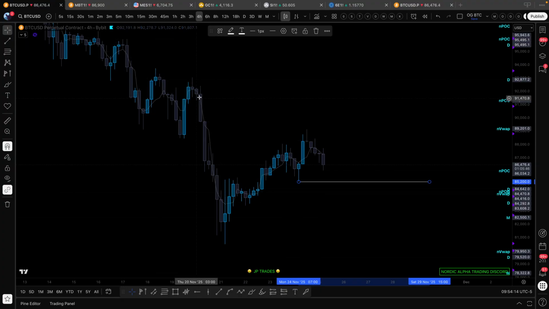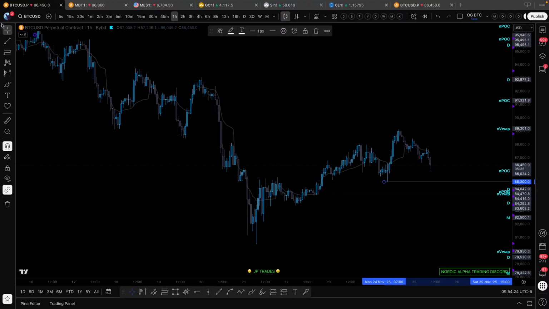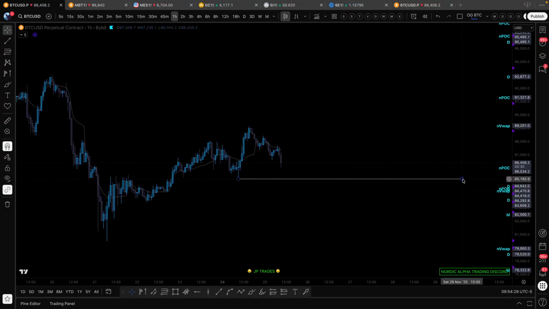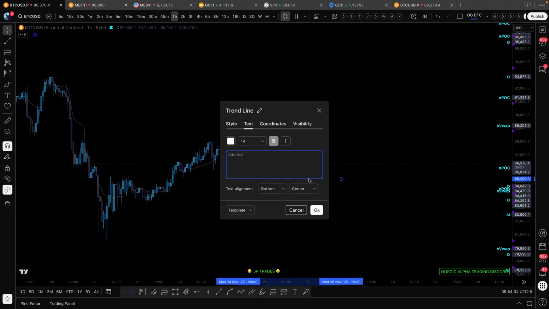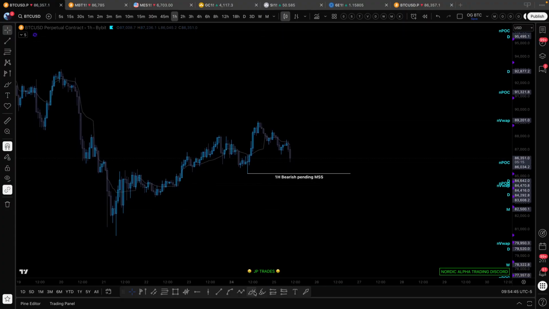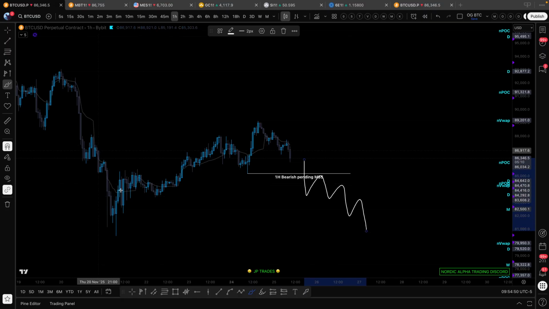Now, if you're taking it from the downtrend, this would not be your 4 hour low. Technically, if we're taking into account the 4 hour downtrend, this would be your low. So I'm actually going to use this as a 1 hour market structure. That is your 1 hour pending market structure shift. If we do close below this low, I would expect us to build a range here.